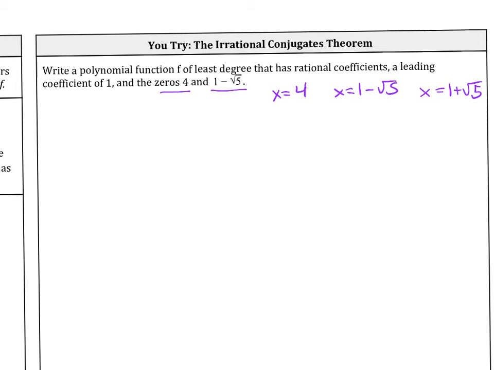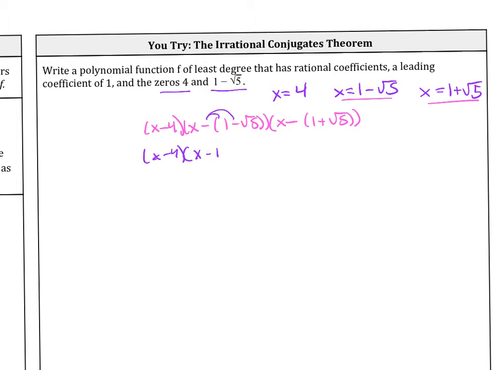So the x equals 4 gets written as x minus 4. This gets written as x, and it's always minus, times 1 minus root 5. And then this here gets written as x minus 1 plus root 5. Then we need to regroup. So this is x minus 4. I'm going to regroup. So this is going to become x minus 1. I'm just distributing the negative. X minus 1 plus square root of 5.